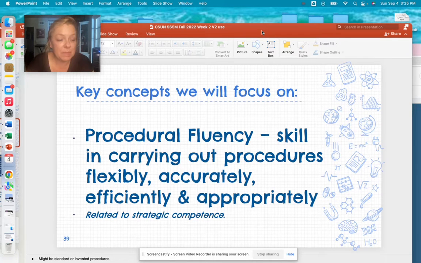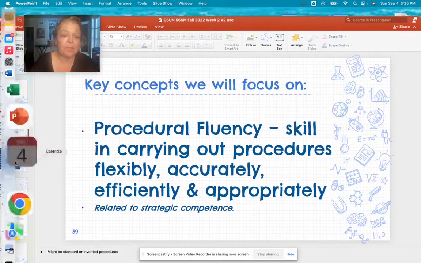And remember that to be procedurally fluent, the young person needs to be able to solve the problem in a way that makes sense to them. And this will look different for all kinds of kids.